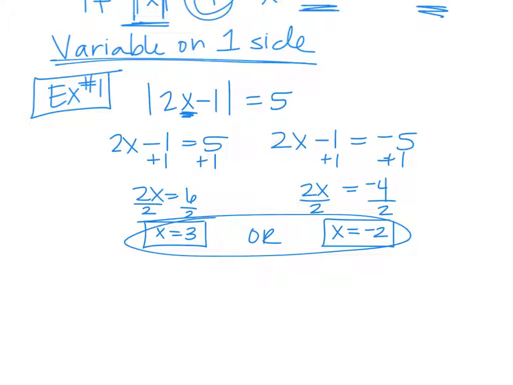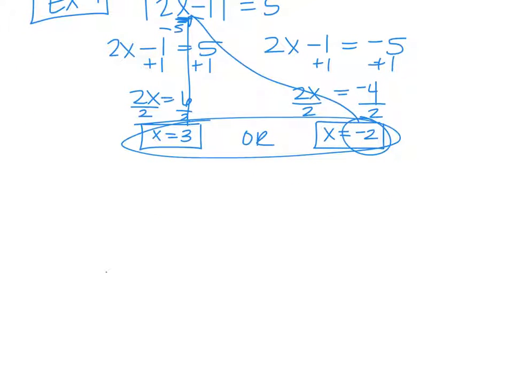Now you can always plug it back in to see that that's true, right? If I plug in a 3, 6 minus 1 is 5. The absolute value of 5 is 5. If I plug in a -2, 2 times -2 is -4, minus 1 is -5. When I take the absolute value of -5, I get 5. Okay? Does that make sense? Yeah. So number 1, isolate the absolute value. Number 2, set up two equations and then solve them. Okay? All right. So what do you do with this?